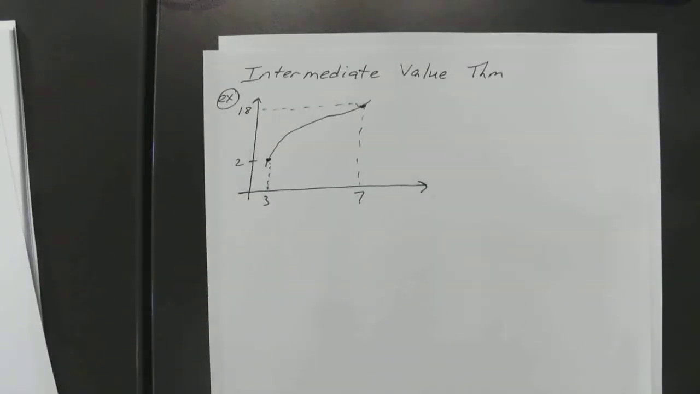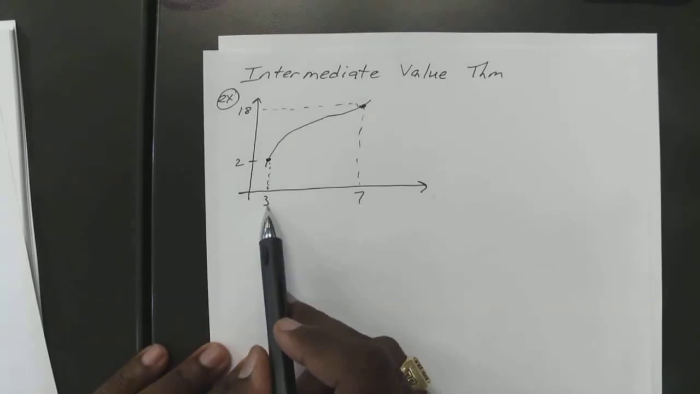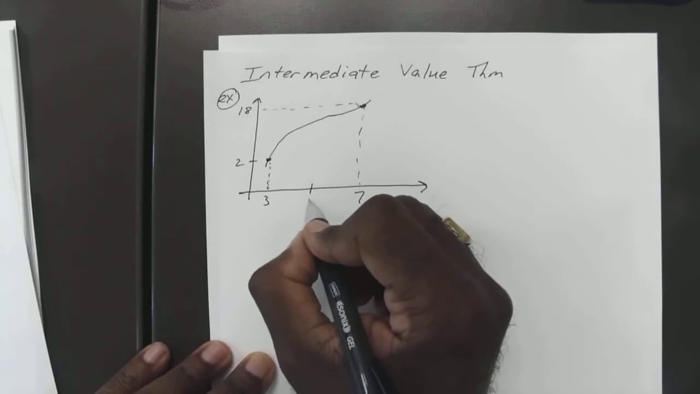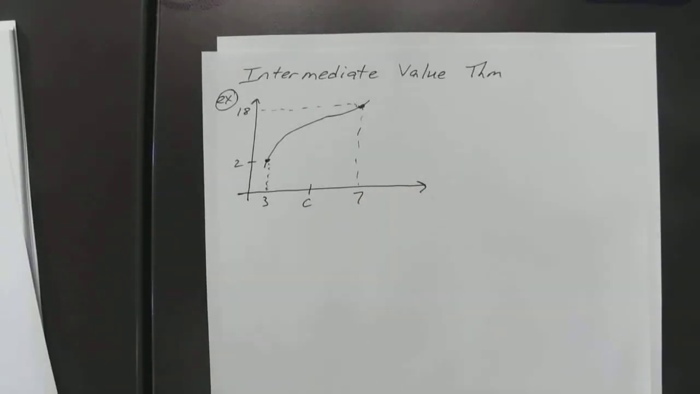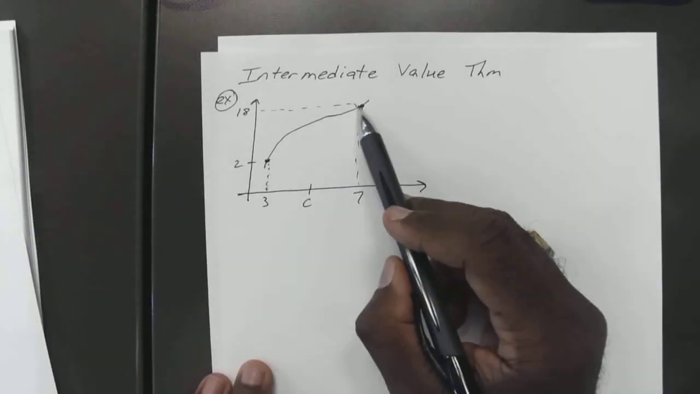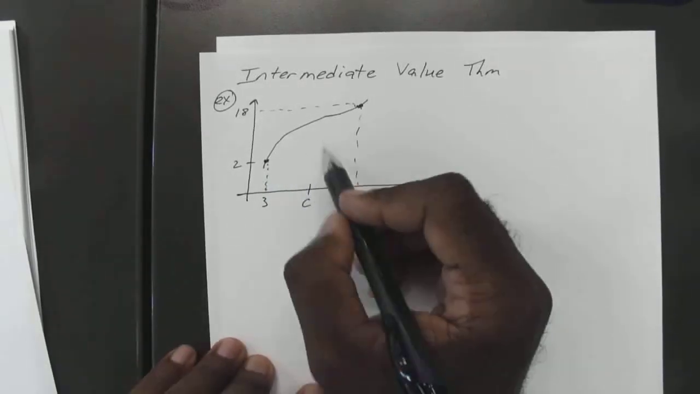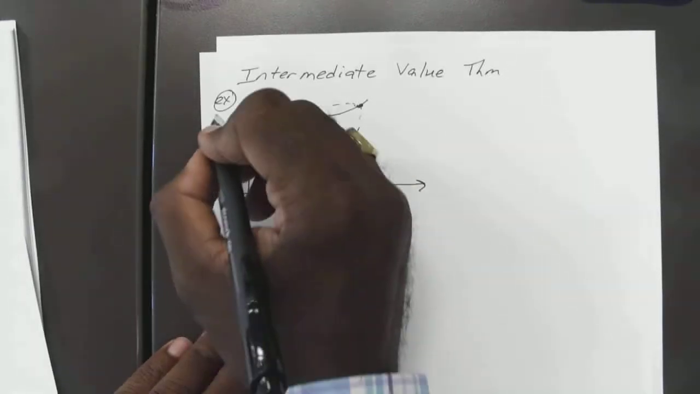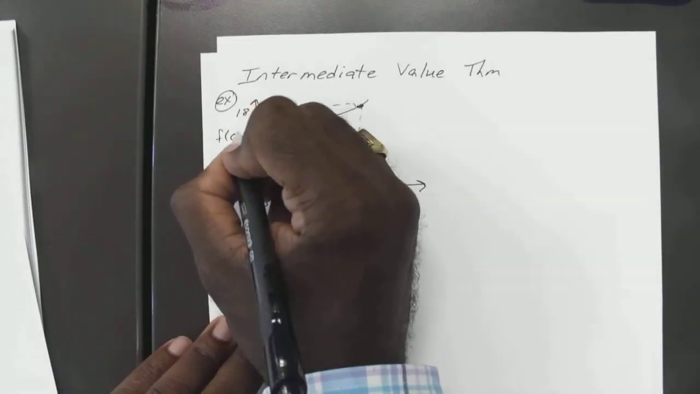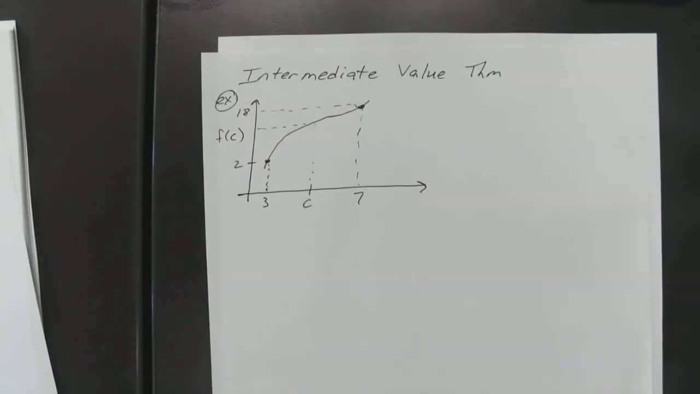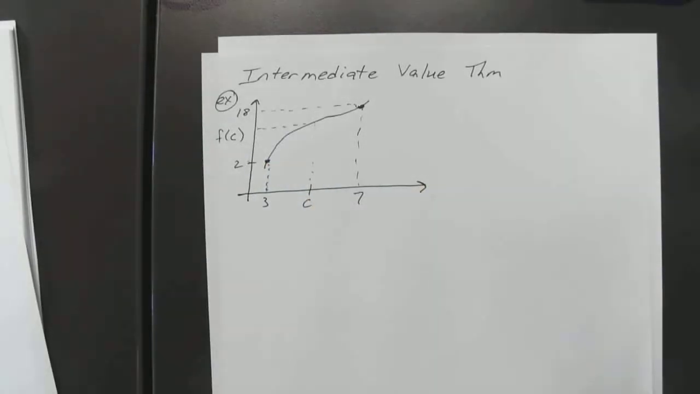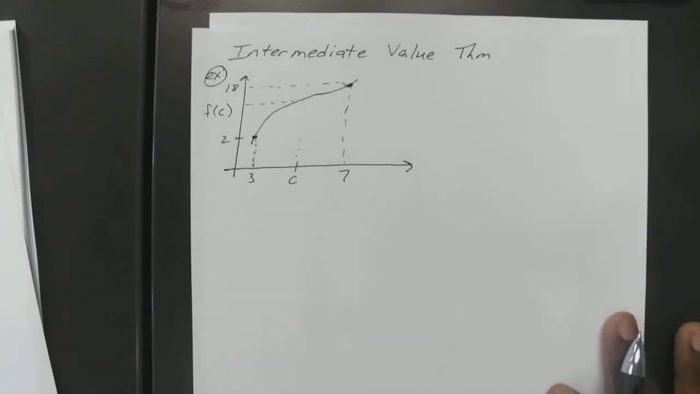So what the intermediate value theorem says is that if you pick any number between 3 and 7, and we'll just call that number C, then as long as this graph is continuous, at some point on that graph there exists some value f of C that would be between, in this case, 2 and 18.